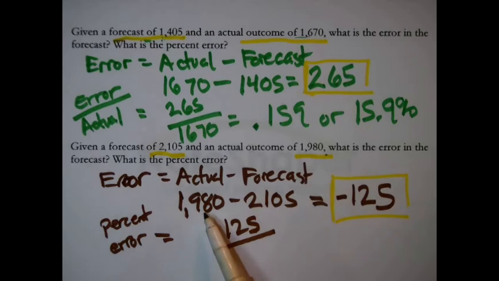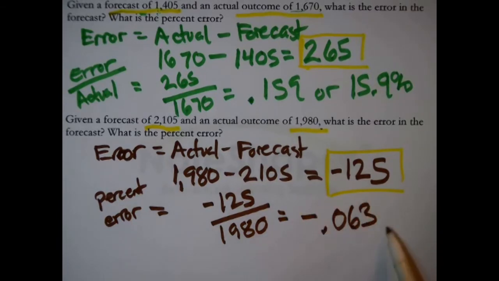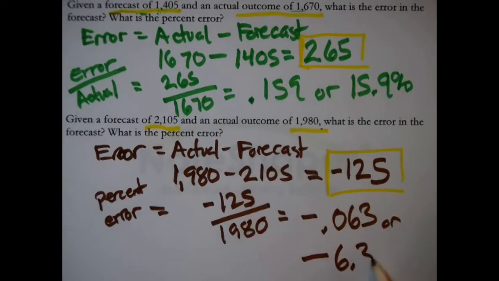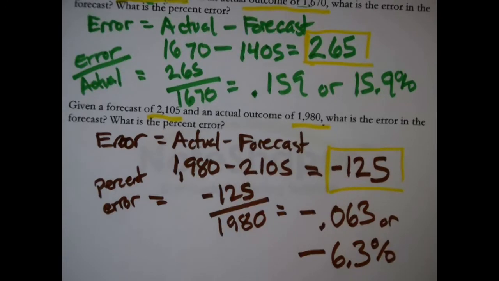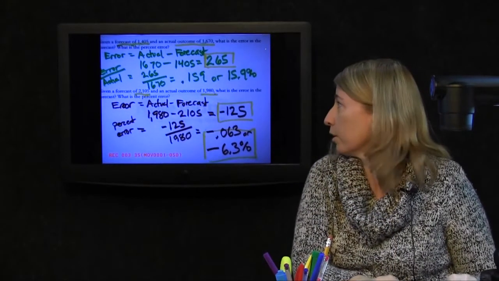In this particular case, the actual is 1,980. So I get, all right, that comes out negative 0.063, or just restating it, that's a negative 6.3%. That's the answer, that's the percent error.